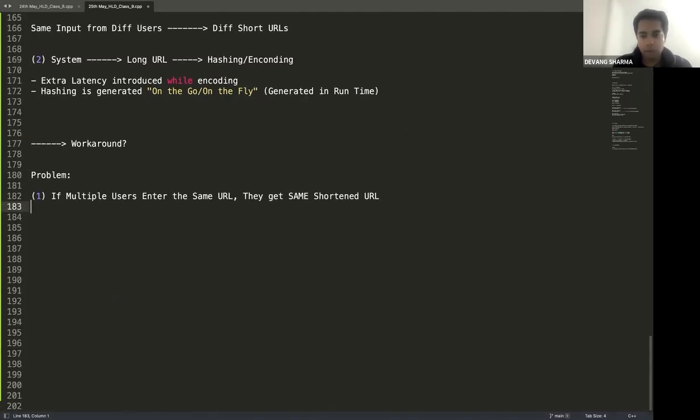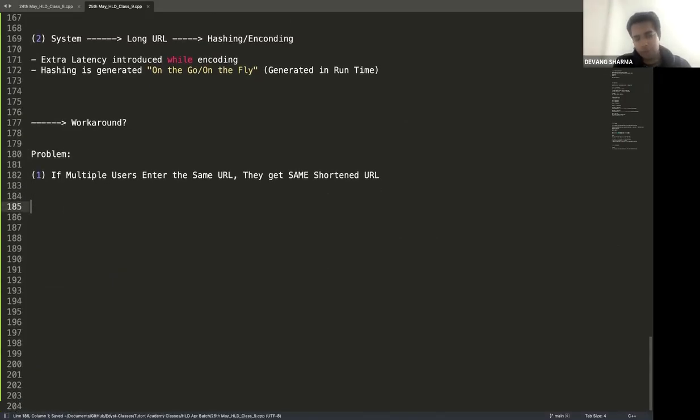Problem number one is, what if multiple users enter the same URL, they're getting the same shortened URL? Before I give my answer, you guys tell me, what do you think can be the possible solution for it? You're clear with the problem? Let me know what possible solution you think would be there. And by the way, when I say possible solution, we are not changing the encoding approach. Still keeping the encoding approach. What do you think is the possible solution?